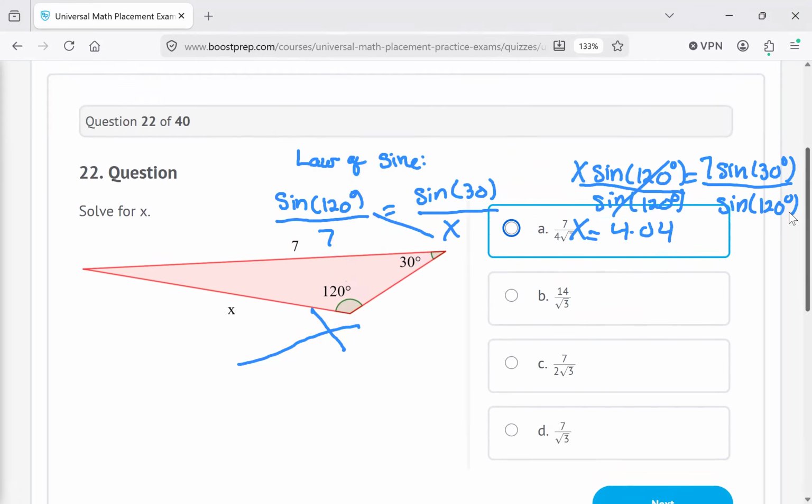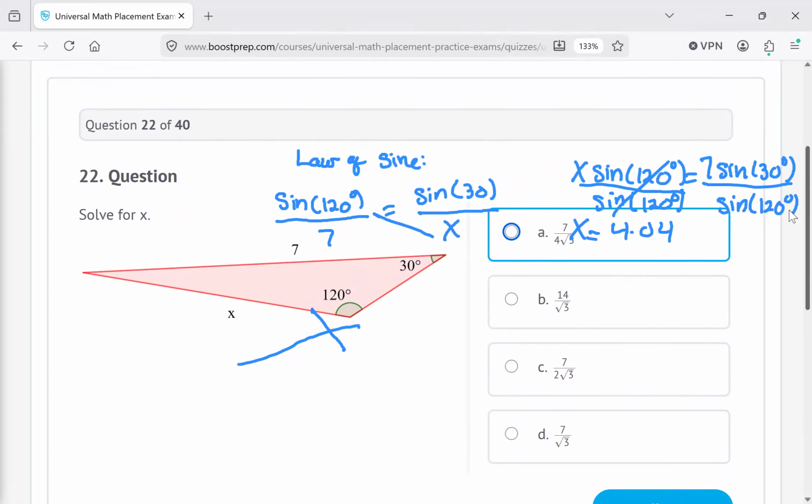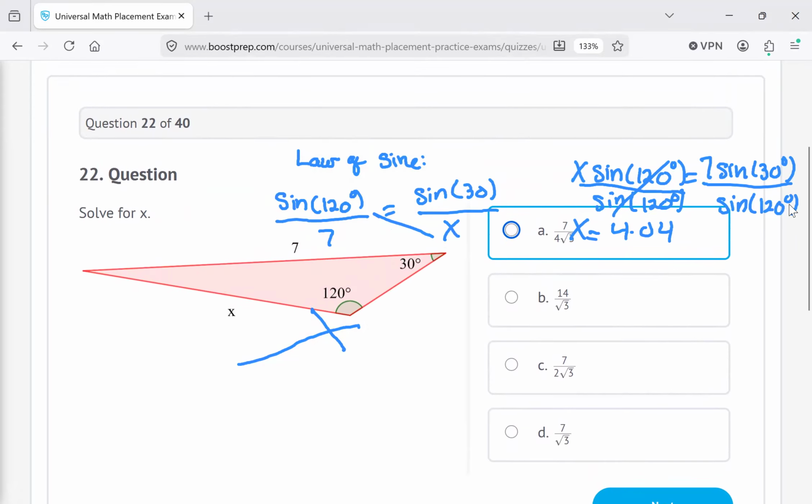So which of these is about 4.04? I think it might be D. Let me check. So 7 divided by square root of 3. Yeah, that's about or exactly 4.04. Letter D.